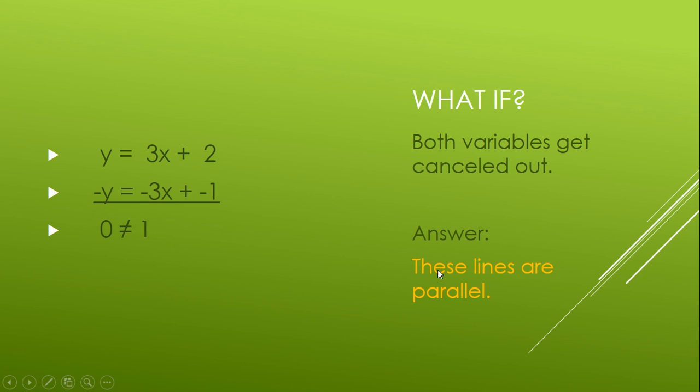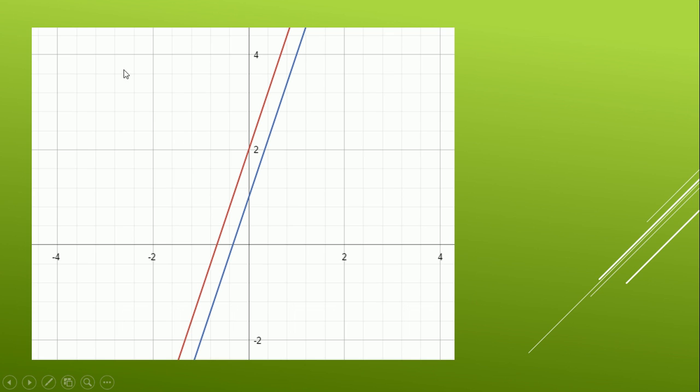The answer is that these lines are parallel lines, so they do not match. Just like the railroad tracks, there is no place that they intersect. These are parallel lines too, incidentally. So there is no solution for that.